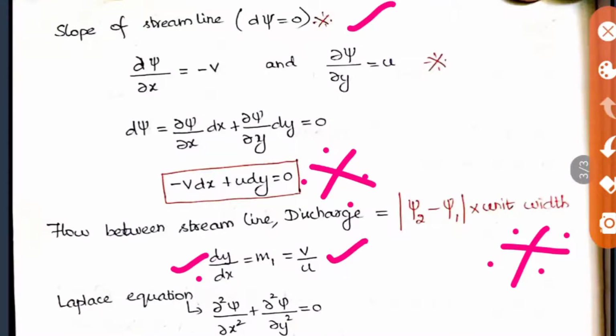So we can term it as m1. Why I am terming it as m1, I'll be telling you in the next topic. Here, the Laplace equation, just for denoting this, you will be getting ∂²ψ/∂x² + ∂²ψ/∂y². Generally we won't be using this in the exams, but they may ask straightly which is the Laplace equation, so we can know of this.